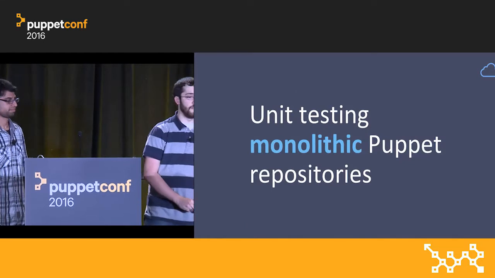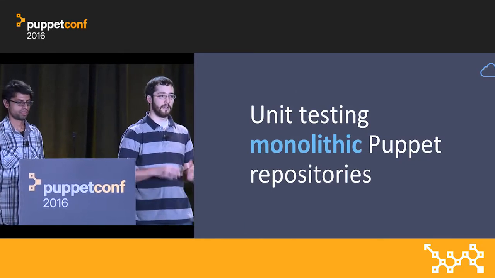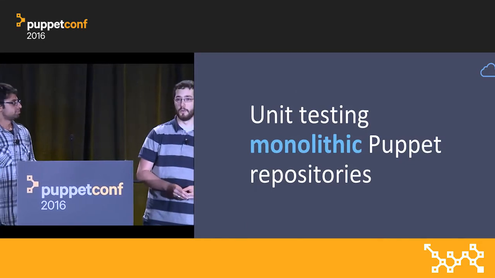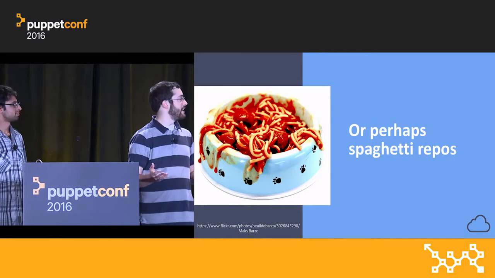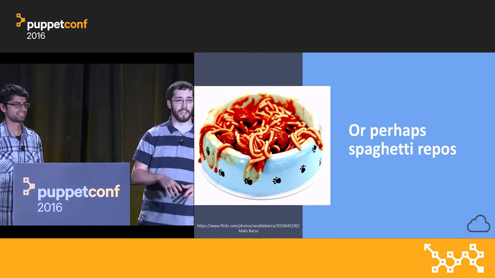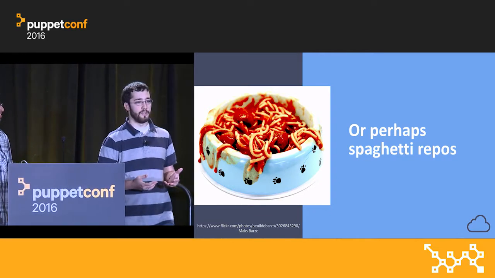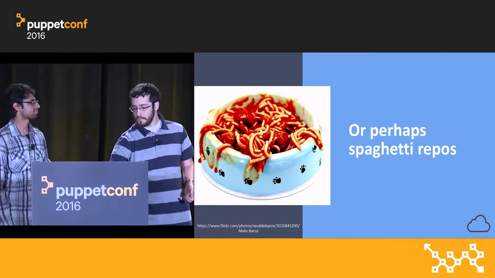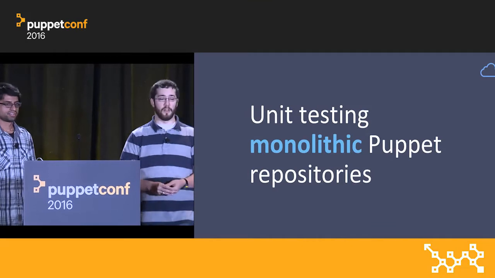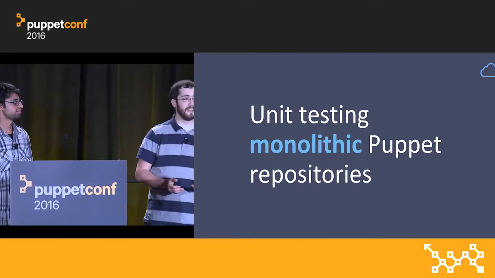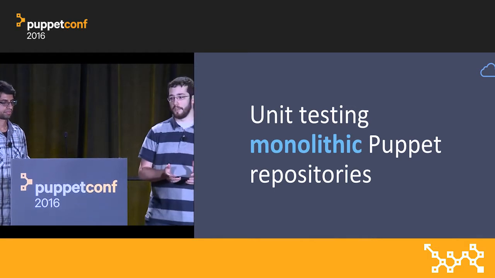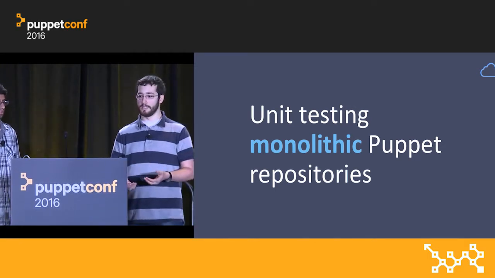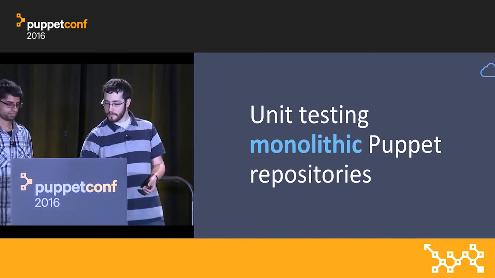The main idea of this talk is unit testing monolithic Puppet repositories. Or, if you prefer, you might think of it as a spaghetti repository if your code is all jumbled and disorganized. Now, not all monolithic repositories are spaghetti. It's definitely possible to have a well-organized and structured monolith. But today, we're mostly going to focus on the disorganized.